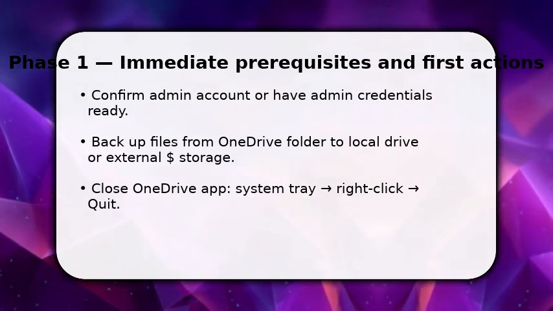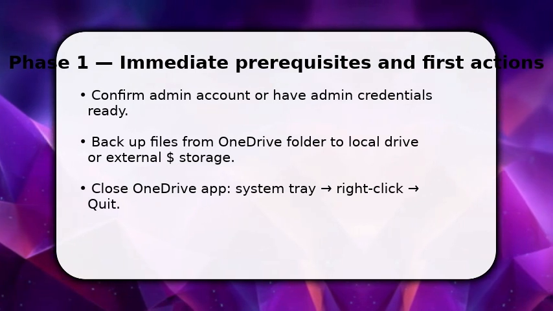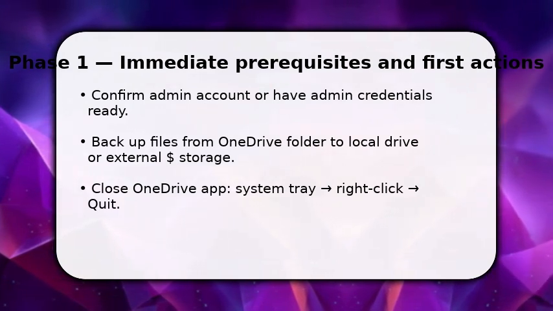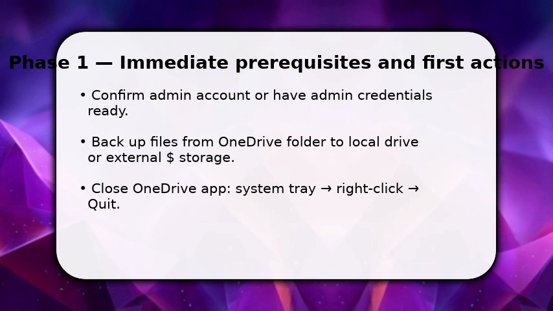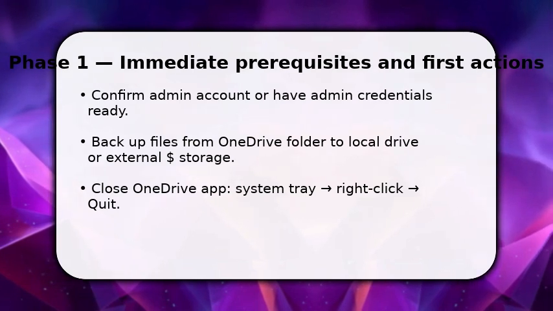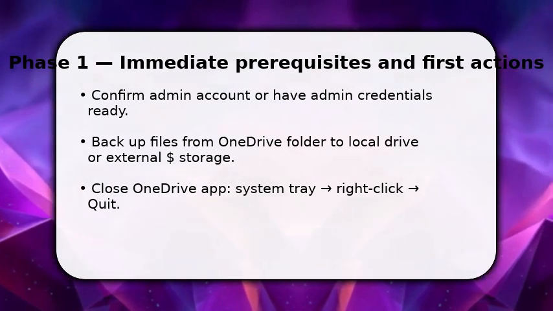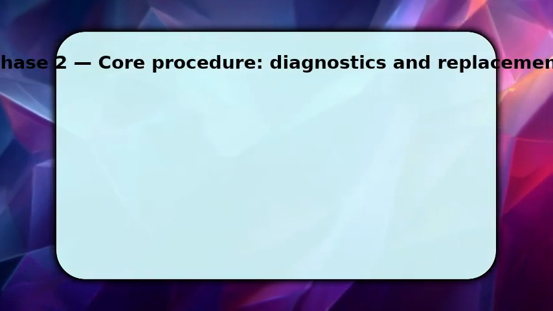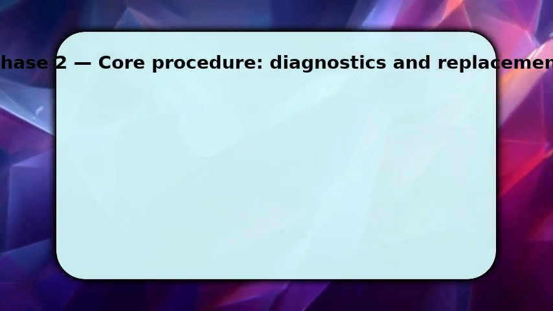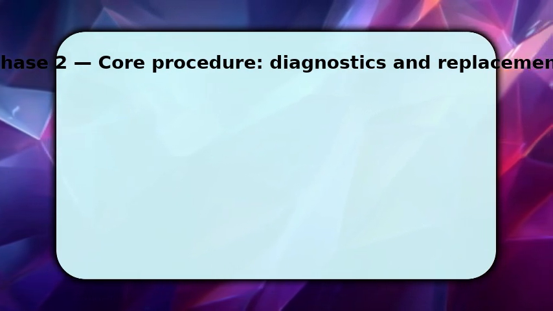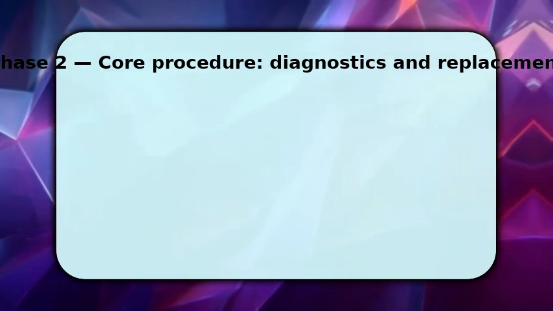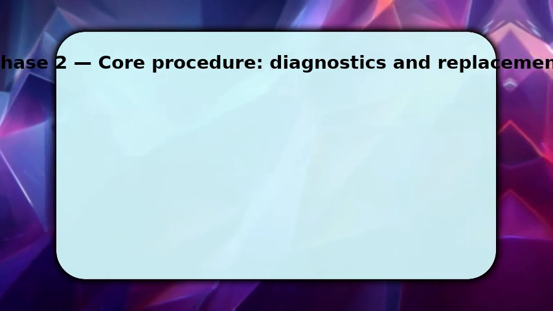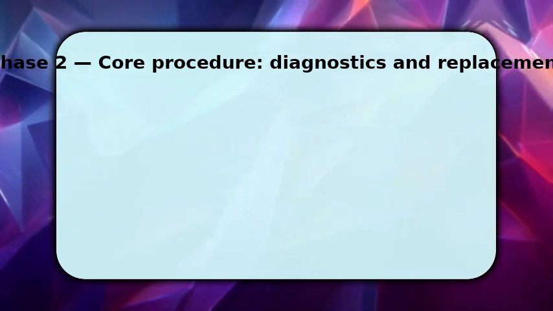Now uninstall OneDrive through Settings, right arrow Apps and Features. Find Microsoft OneDrive, select Uninstall, and confirm. Once the uninstaller finishes, open Task Manager to ensure no OneDrive processes remain. Then remove leftover folders in %LocalAppData%\Microsoft\OneDrive and %UserProfile%\OneDrive if you won't use them.